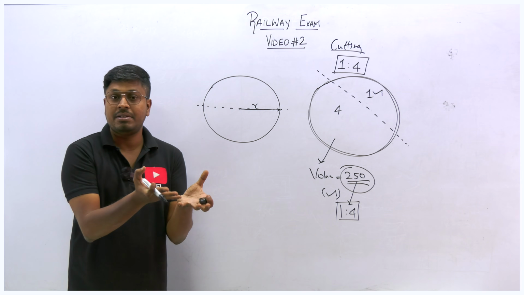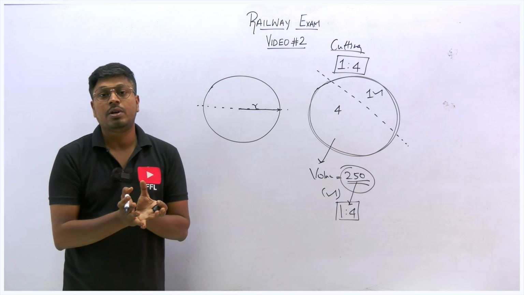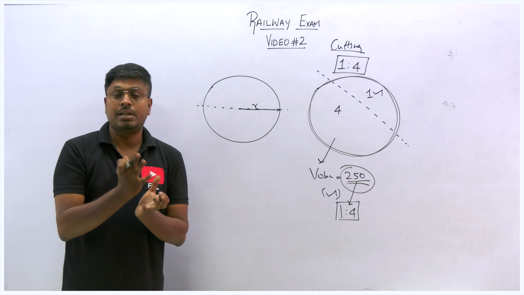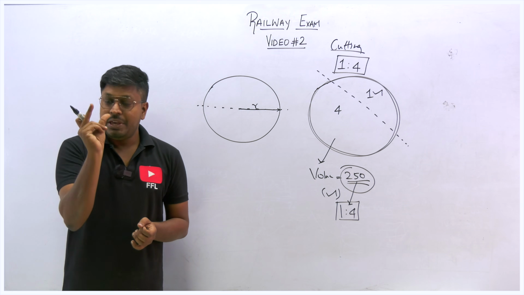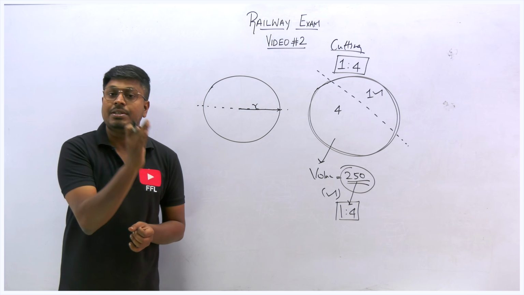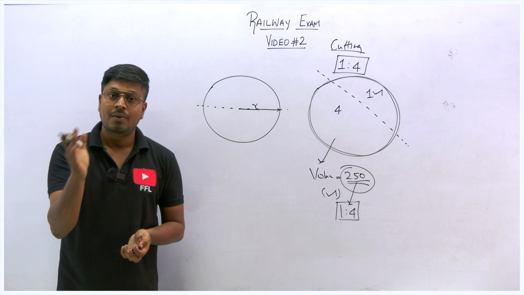Either it can be 3-dimensional or 2-dimensional. First find the total volume. After finding the total volume, you will get some answer. By using that answer, try to split into the given ratio, whether 2:3 or 1:5.